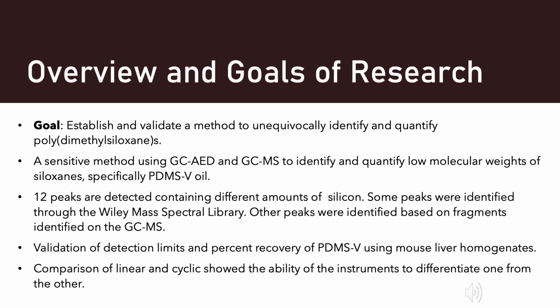Using two instruments to compare results, GC-AED and GC-MS were used to not only identify but to quantify the silicon. Some peaks were identified, and then some peaks also needed further analysis. The validation that was performed also established the limit of detection and percent recoveries of PDMS-V for all methods, including the mouse liver homogenates. After cyclosiloxanes were analyzed, the results compared to linear PDMS were done to see if there was any differentiation between the two and if the peaks overlapped.